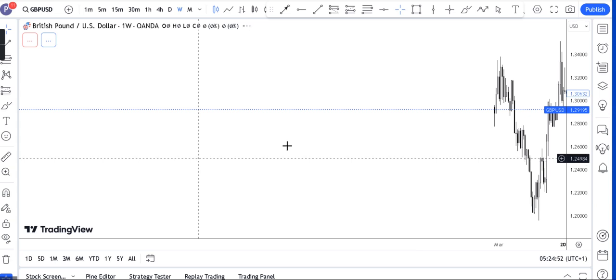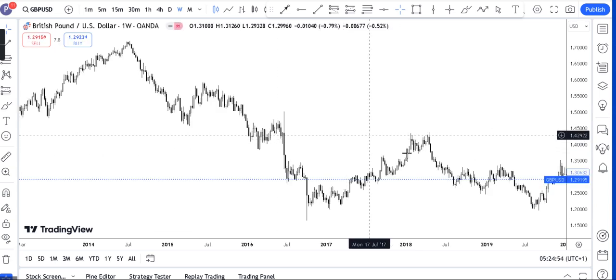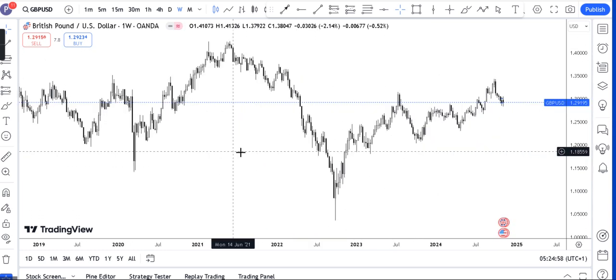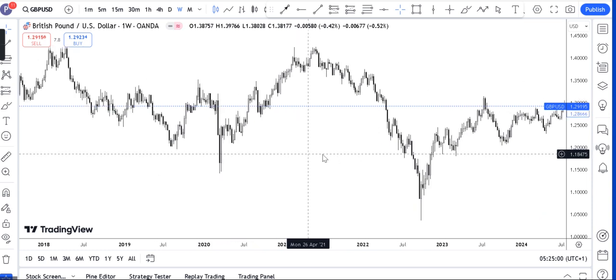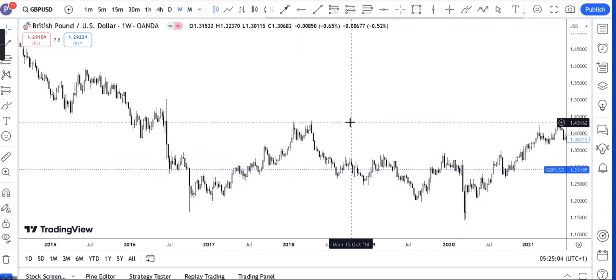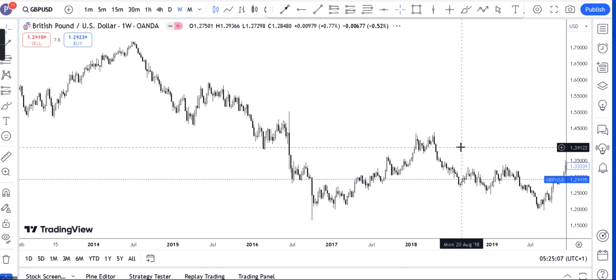So that is an example for the Euro USD. Now let's select the GBP USD pair. Now, if you look at this GBP USD pair, we can simply see a lot of break of trend lines, and let's just select a few.